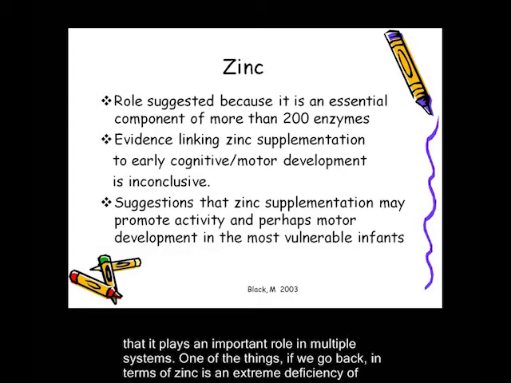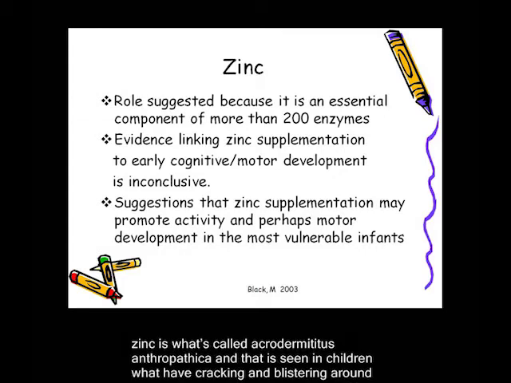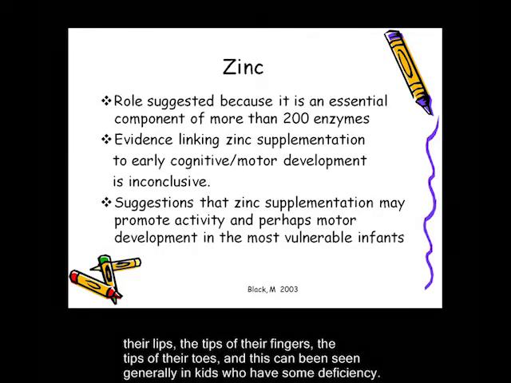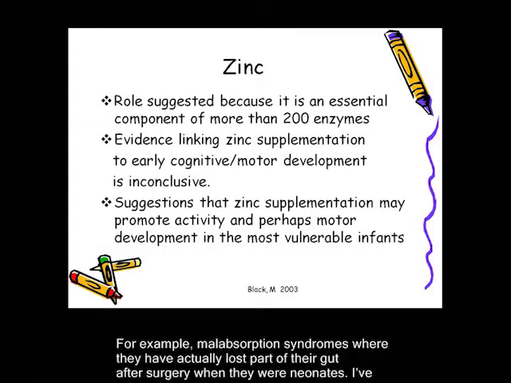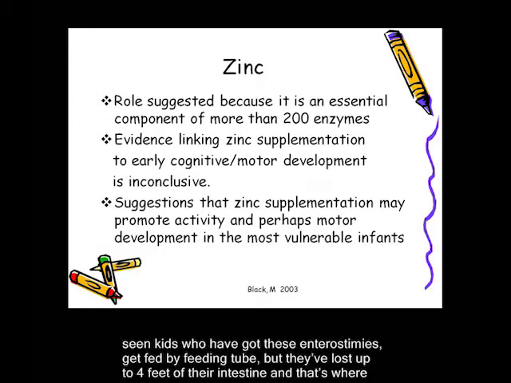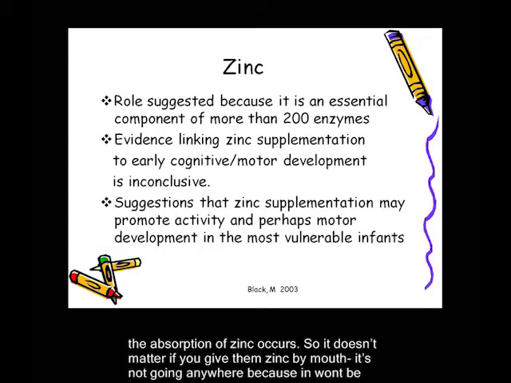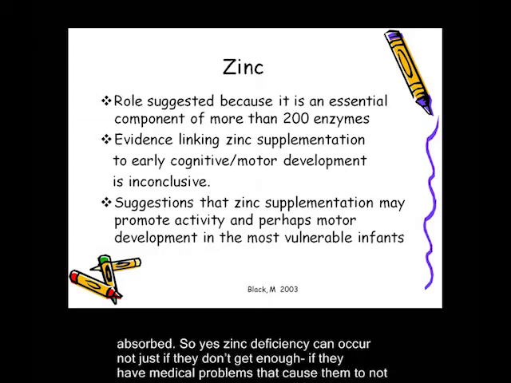So one of the things, if we go back there, is in terms of zinc, is an extreme deficiency of zinc is what's called acrodermatitis enteropathica, and that is seen in children who've got cracking and blistering around their lips, on the tips of their fingers, tips of their toes, and this can be seen generally in kids who have some deficiency. So for example, malabsorption syndromes, where they actually have lost part of their gut after surgery when they were neonates, and I've seen kids who have got these enterostomies, get fed by a feeding tube, but they've lost up to 4 feet of the intestine, and that's the section where the absorption of zinc occurs. So it doesn't matter if you give them zinc by mouth, it's not going anywhere because it won't be absorbed. So yes, zinc deficiency can occur not just if they don't get enough, if they have medical problems that cause them to not absorb enough.